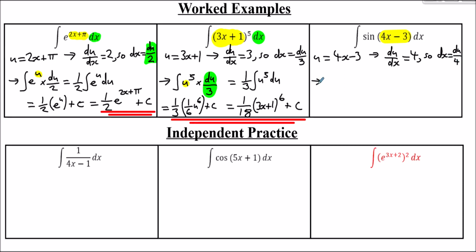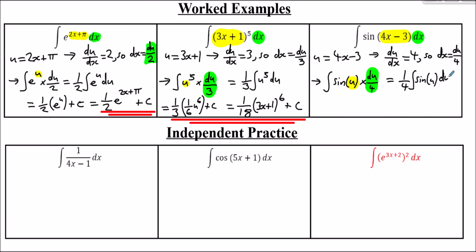So now if we plug this in, this integral simplifies to sine of u multiplied by dx, but dx is just du over 4. So again, just colour coding what's happened there: dx is the same as du over 4. That 1/4 is a constant. Take it to the outside of the integral, and we get sine u du.